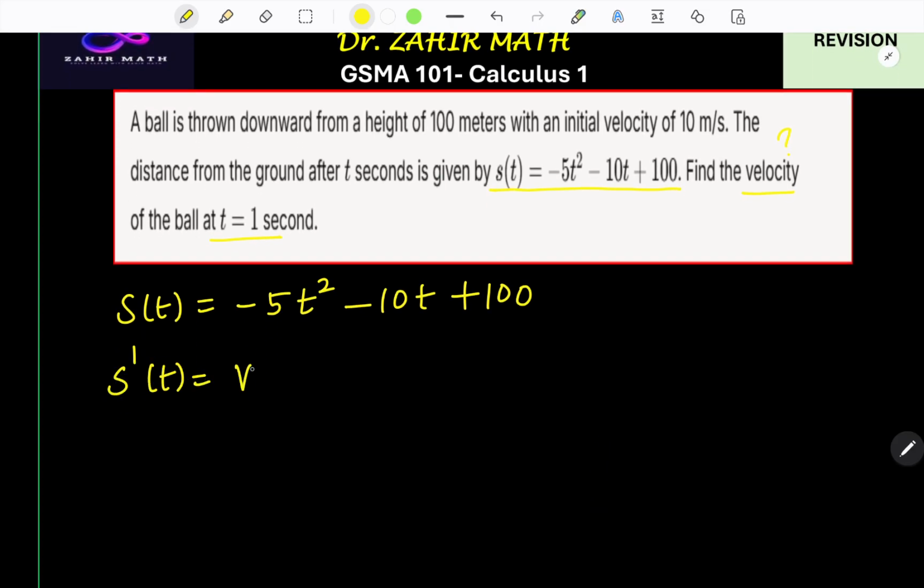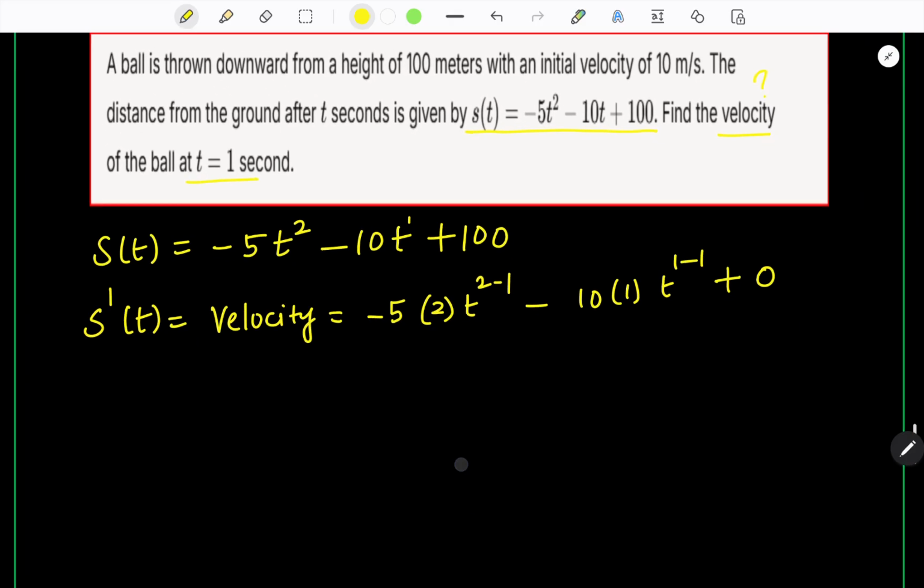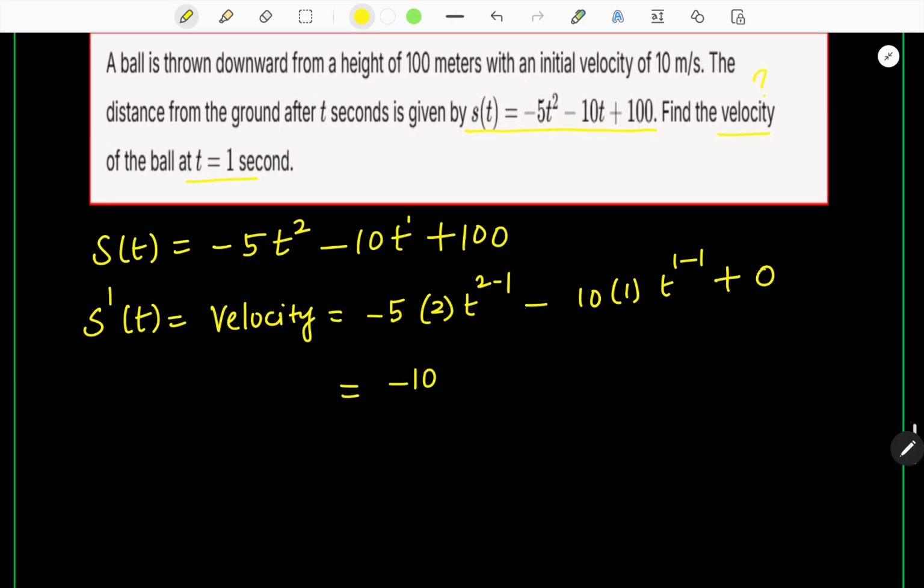s dash of t is equal to what? Velocity. Right. So we are taking the derivative. Minus 5, this 2 comes here, and then t to the power of 2 minus 1. Minus 10, here is power 1, t to the power of 1 minus 1. 100 derivative is 0. So this equals minus 10, and then t to the power of 2 minus 1 is t.